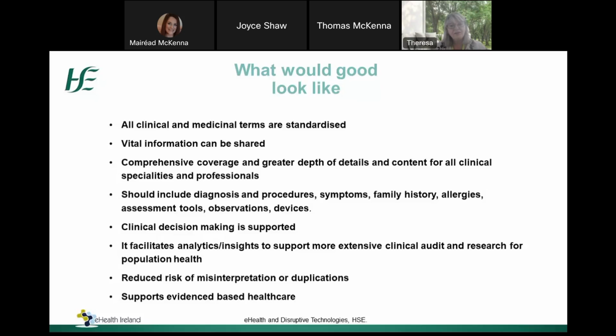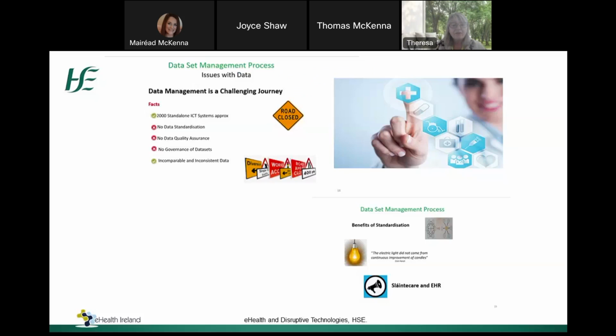And reducing risk of misinterpretation or duplications, and supports evidence-based healthcare. And as we know, evidence-based healthcare is really important, because now we need the evidence to tell us what's happening in our healthcare settings. How many healthcare professionals do we need for a service? How do we know how many we need unless we have evidence to tell us what is actually happening in any one area? So that's what we need. That's what good would look like.